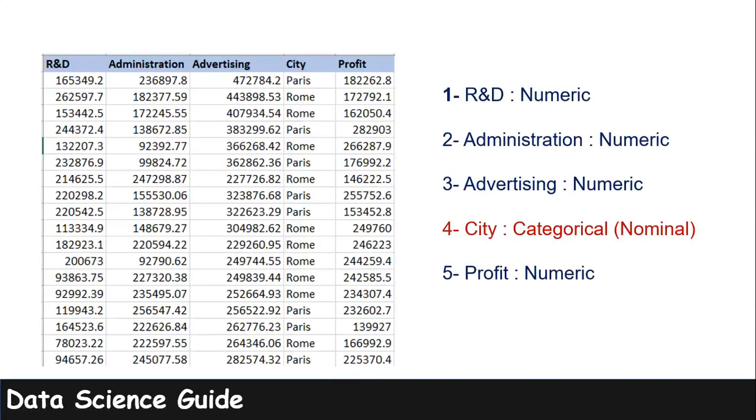Hello everyone to this tutorial about the dummy variables. Let's have a look at this example. We have this data set about 50 observations, about 50 companies.